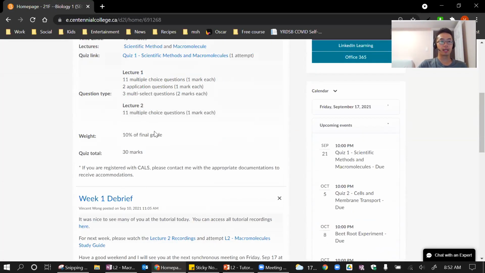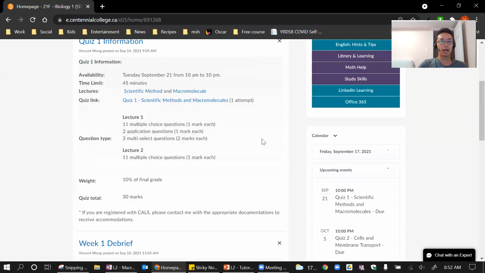Now, you can add up these numbers to see how many questions. What is this? 22 plus 5, so that's 27 questions. And you're going to have the multiple choice questions, 11 multiple choice from lecture 1, 11 from lecture 2. Lecture 2 is what we're doing today. There are application questions and multi-select for lecture 1, but not lecture 2. Okay, so the whole thing is out of 30.